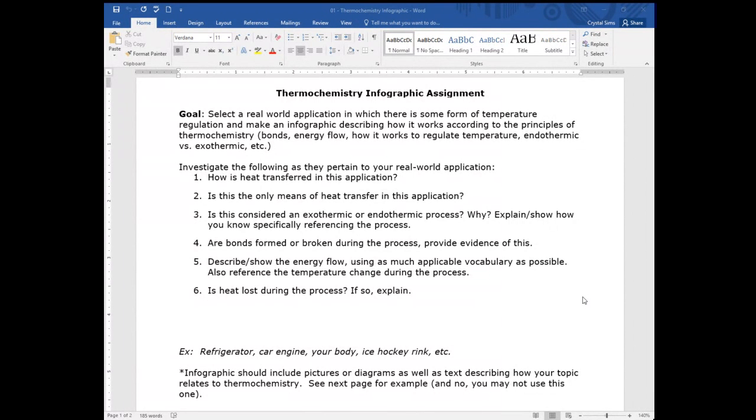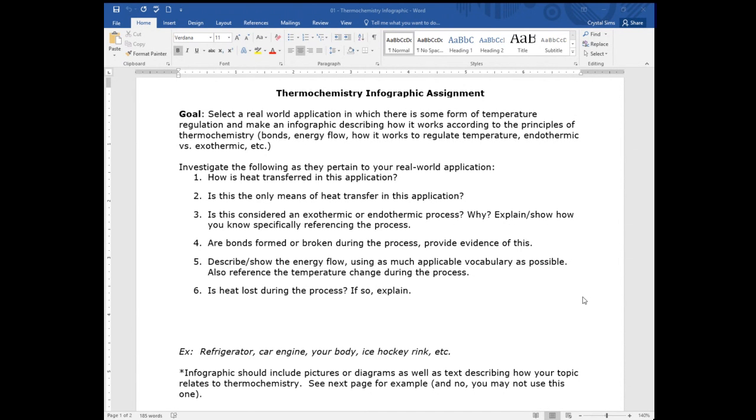So it could be any type of appliance. Okay, it could be an engine. It could be, they give you an example here, an ice hockey rink. It could be plants. Okay, because they absorb heat, solar energy from the sun. So any real world application where there is some form of temperature flow.